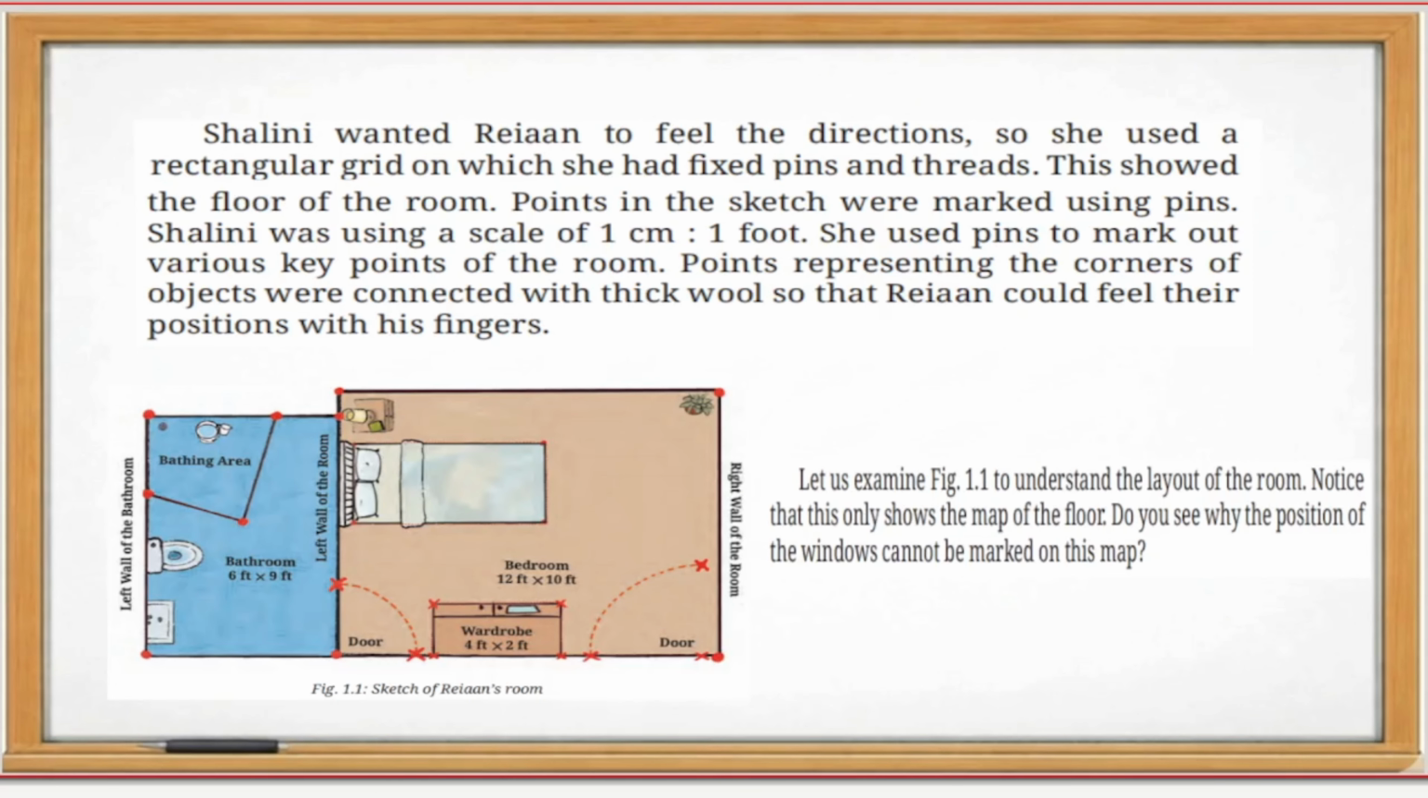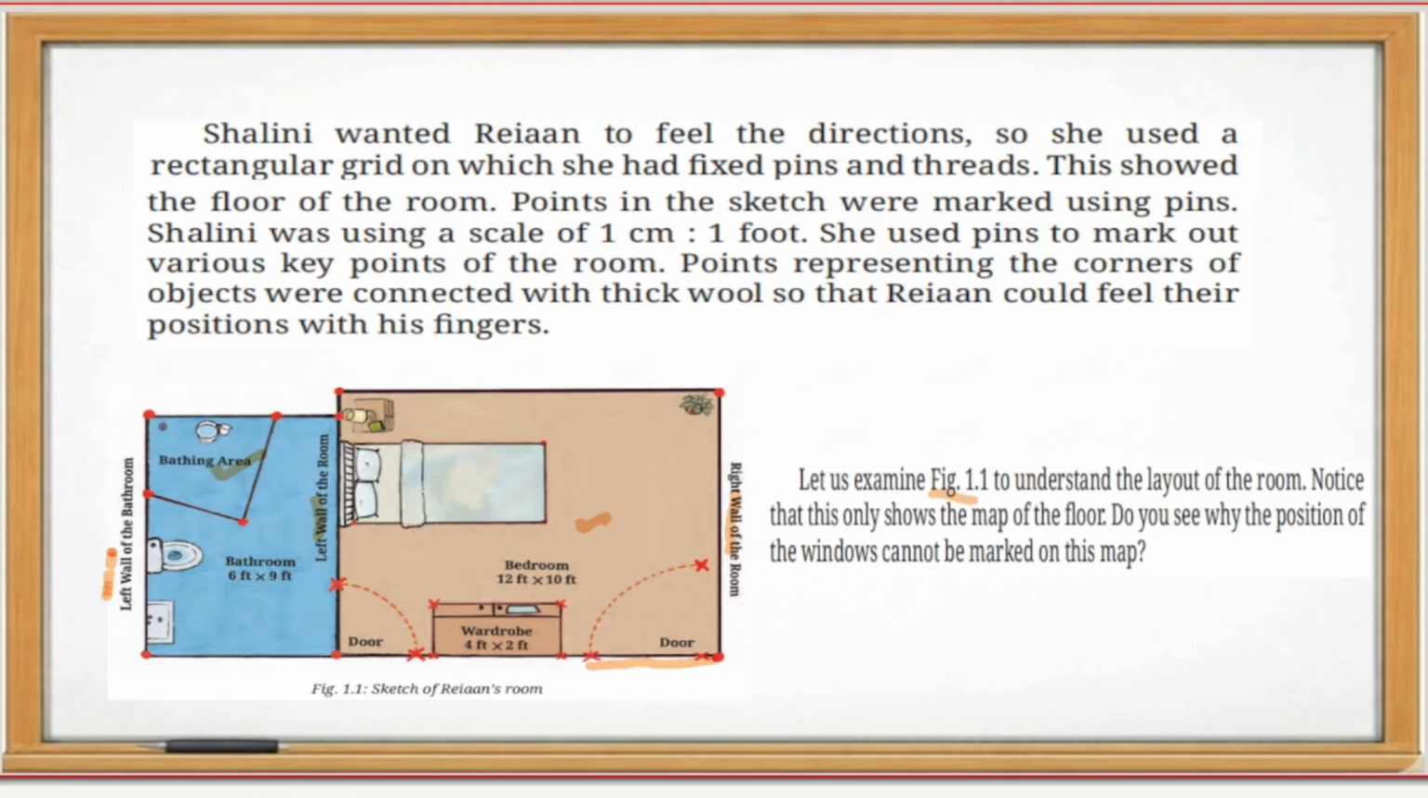Here you can see figure 1.1, the sketch of Rian's room. Over here you can see one door. Over here you can see the door to the bathroom. This is a bedroom. Then the wardrobe is there. The bathroom, this bathing area is there. Then the left side of the bathroom, the left wall of the room, then the right wall of the room. So this is basically the sketch of Rian's room.